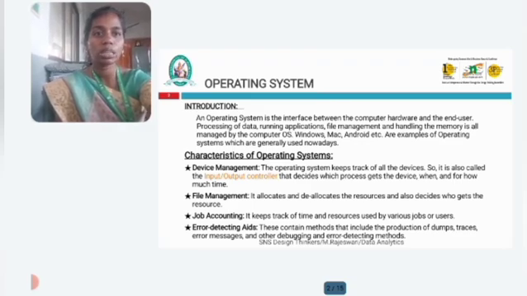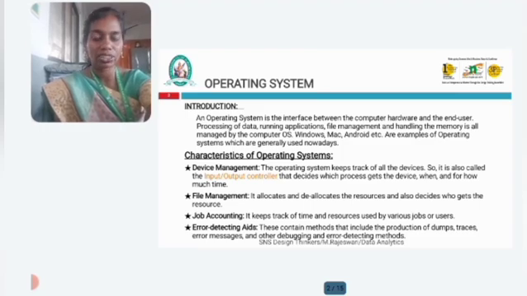Some examples of operating systems are Windows, Mac, Android, etc. These are the examples of operating systems which are generally used nowadays.